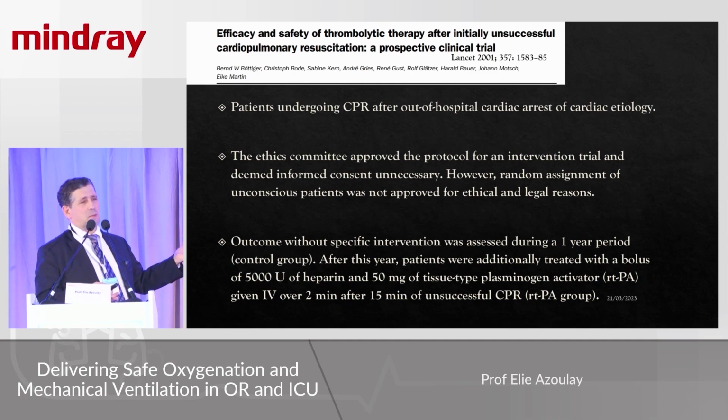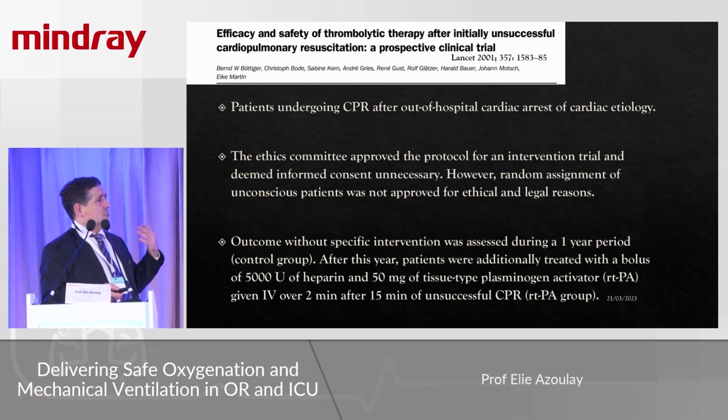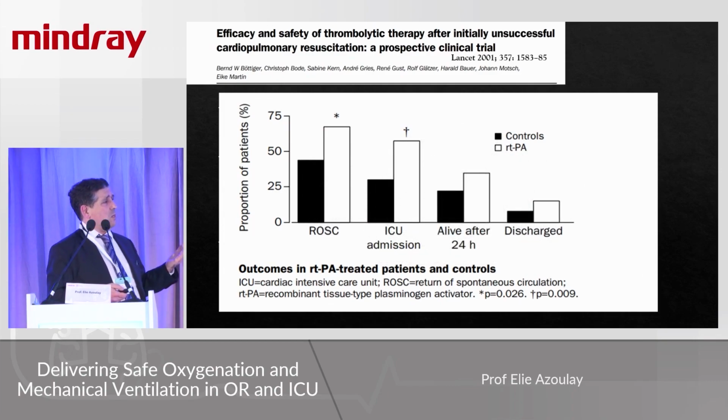This is the classic example from our colleagues from Germany, and they provided a before-after study on patients with CPR, not from asystole, but from cardiac origin, and they said, well, it is mostly about myocardial infarction and pulmonary embolism. So let's test the effect of thrombolytics. So they did a before-after study, and it was very clear that in their study, there was a benefit. But we know that we overestimate the hypothesis by doing such studies.